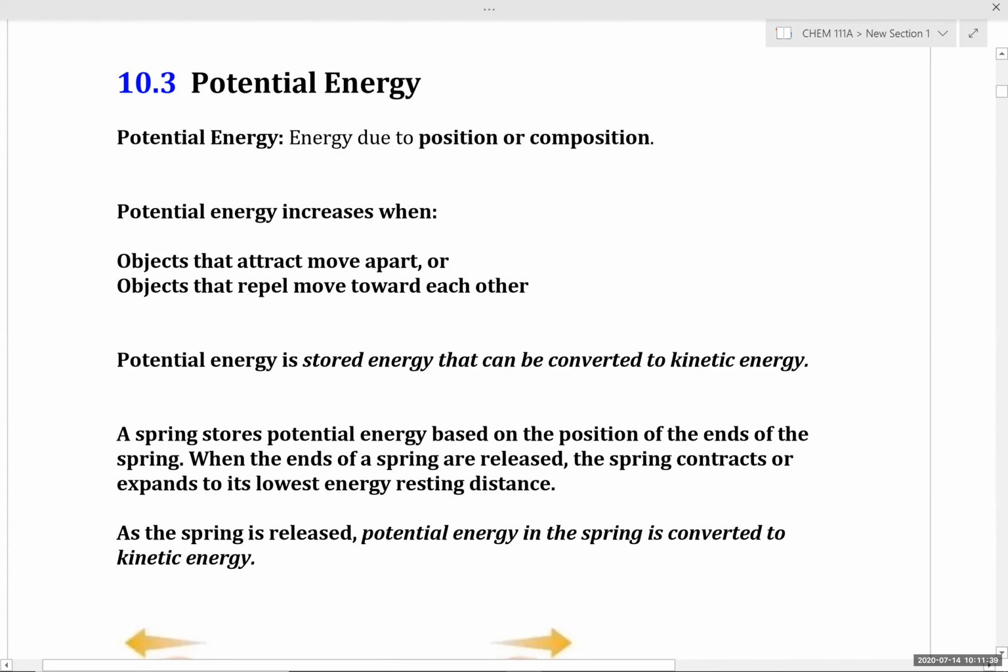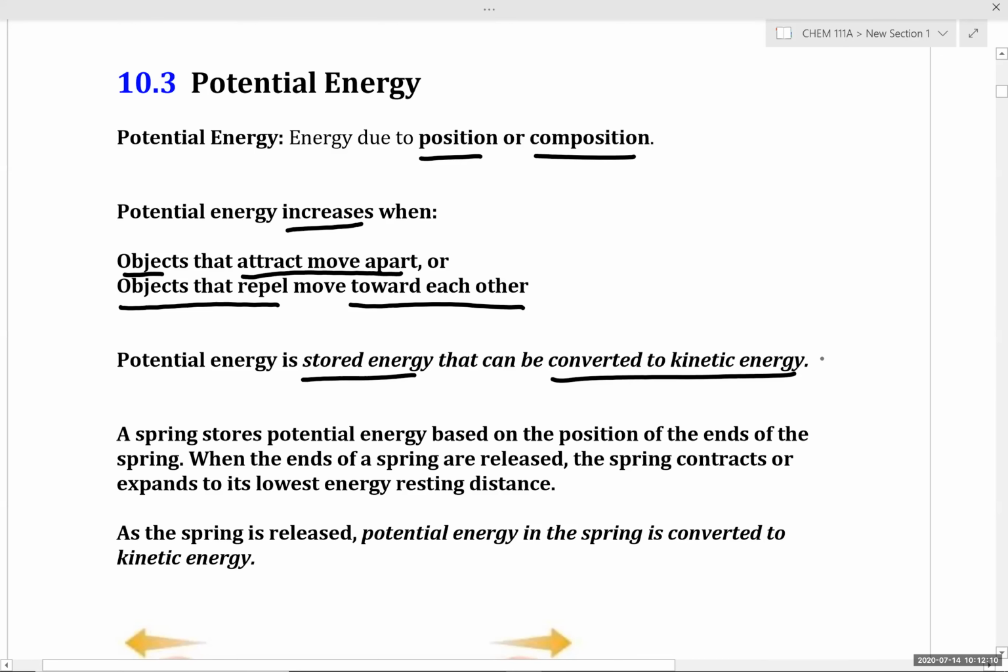Let's talk next about potential energy. Potential energy is the energy due to position or composition. One key situation that we're looking at is that potential energy increases when objects that attract are moved apart and objects that repel are moved closer together. Potential energy can be best thought of as stored energy that can be converted to kinetic energy or heat.